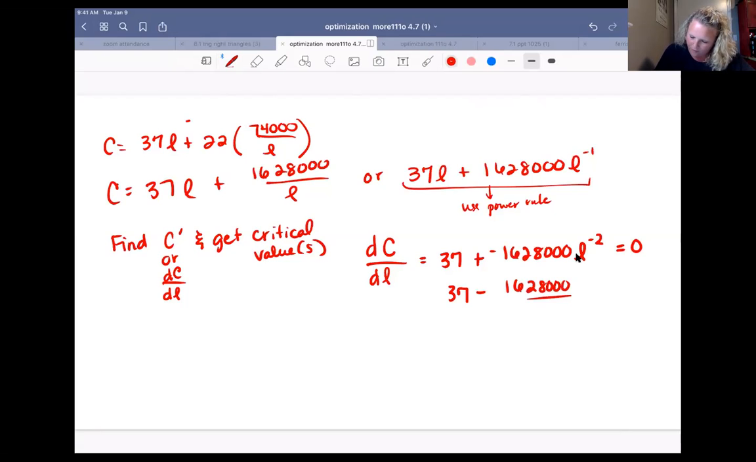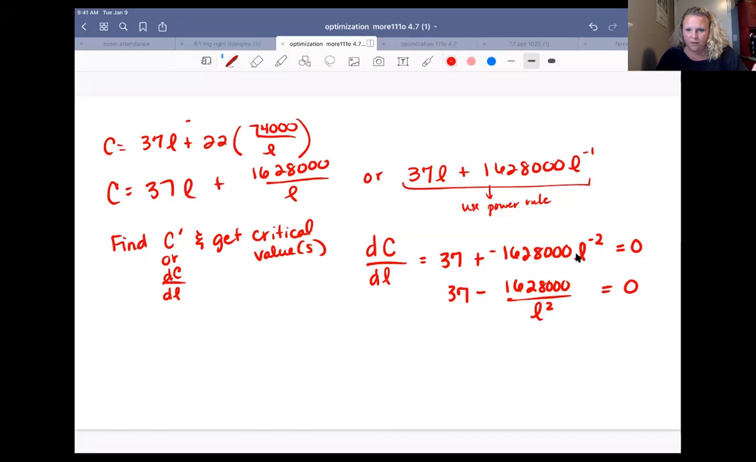1,628,000 over L squared. And again, we're trying to find critical numbers here. So I only see one L that you could solve for, and there's a couple of ways you could address this. You're not going to have a length of 0 for a perimeter on a rectangle. So even though it could be considered a critical number, it won't be helpful here.